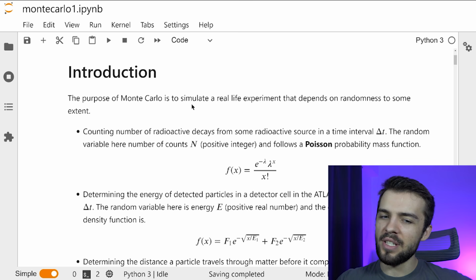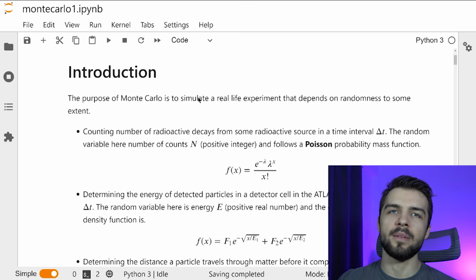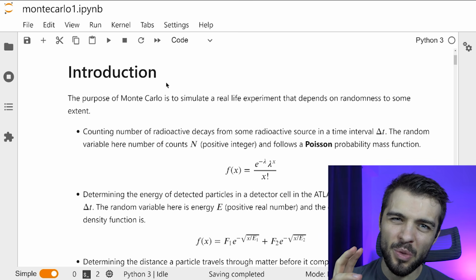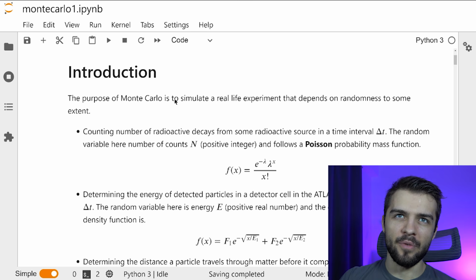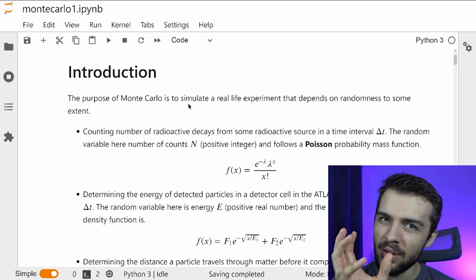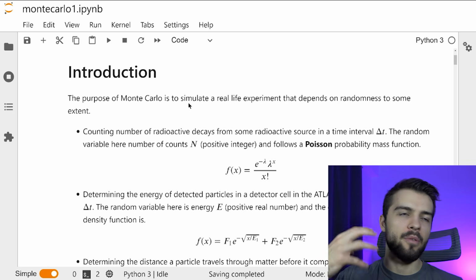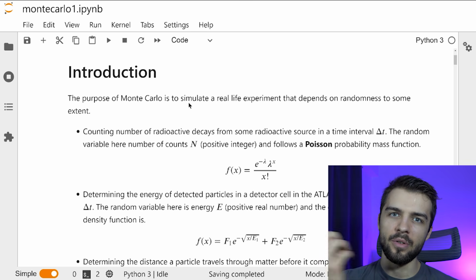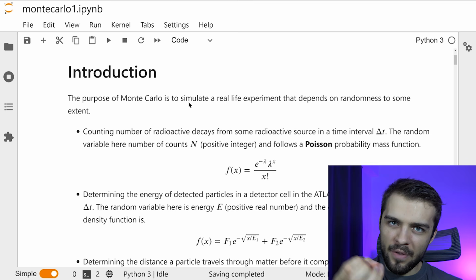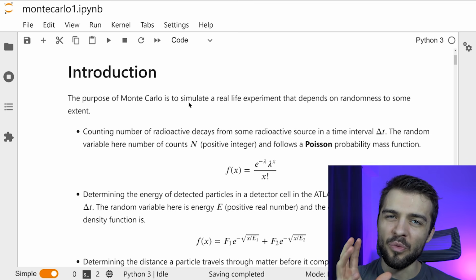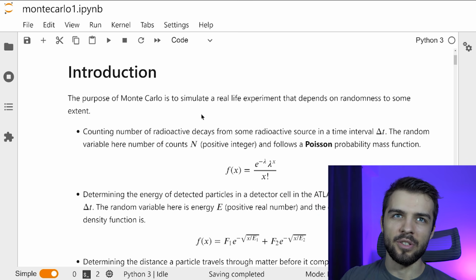It's defined in slightly different ways depending where you look, so I think the easiest way to express this is as follows, what I have written: to simulate a real life experiment that depends on randomness to some extent. So when you do experiments in real life, whether you're measuring particles in the Atlas detector or counting radioactivity from a source, there are elements of randomness that happen in such a thing.